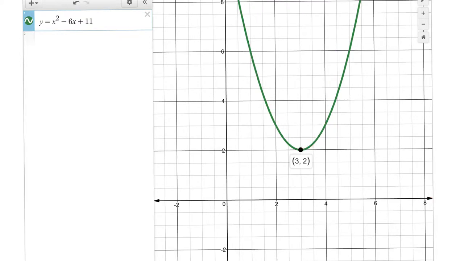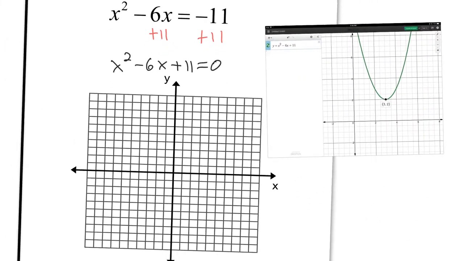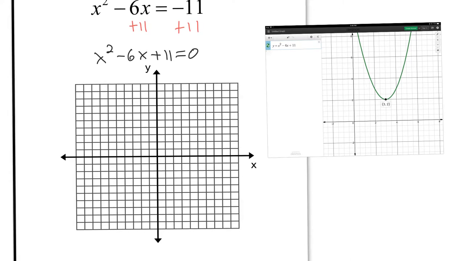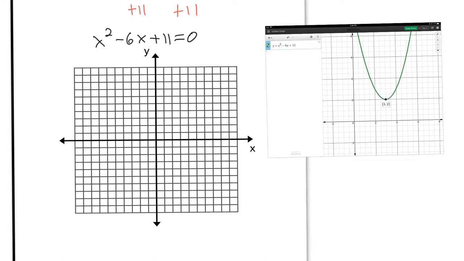Now notice that it's not crossing that axis. So what that means is we have no real solutions. This point here is the vertex of the parabola, but it's not on the x-axis. The parabola is not crossing the x-axis. So what we're going to write down here, my solution would be no real solutions on this one. Once again, because we have the parabola on top of the x-axis, it is not crossing or touching the x-axis.